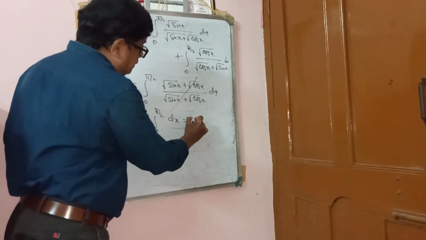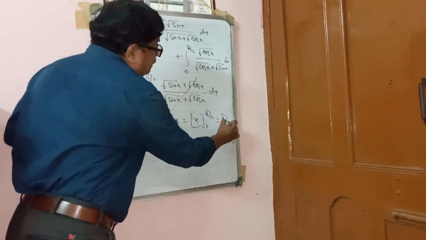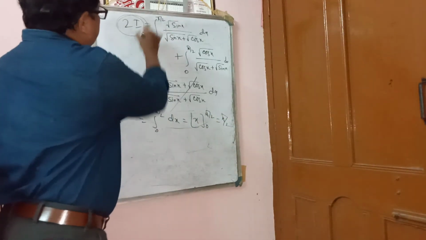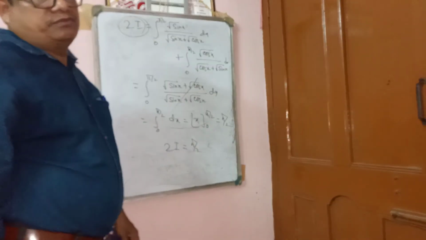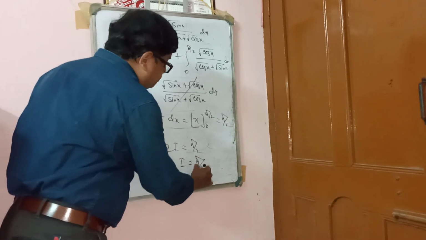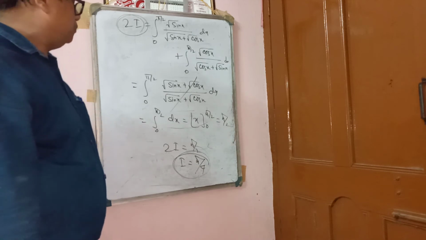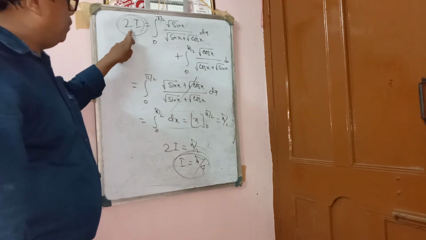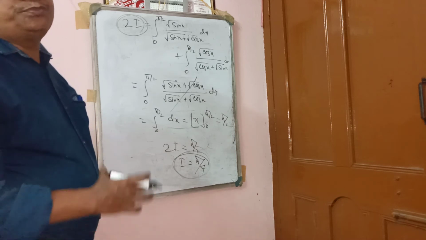This is x. X from 0 to pi by 2 will be pi by 2. So 2I is given, so 2I equals pi by 2. Okay, so I equals pi by 4. Remember, I equals pi by 4. So 2I equals pi by 2, I equals pi by 4.